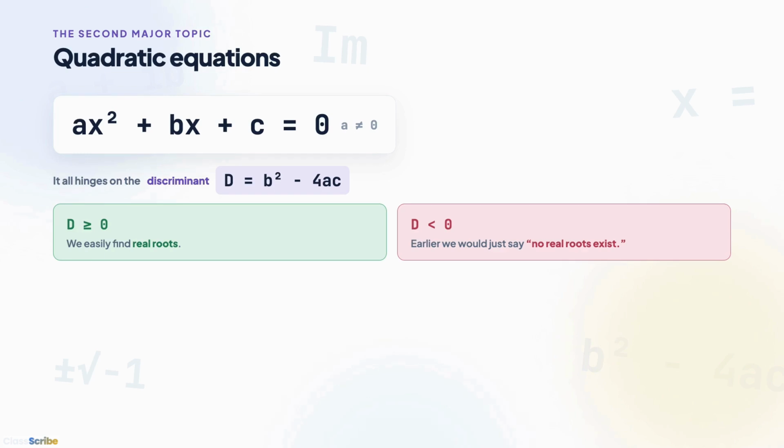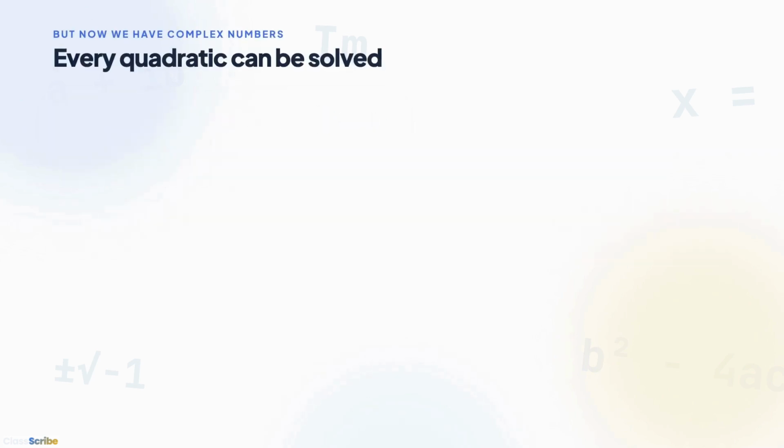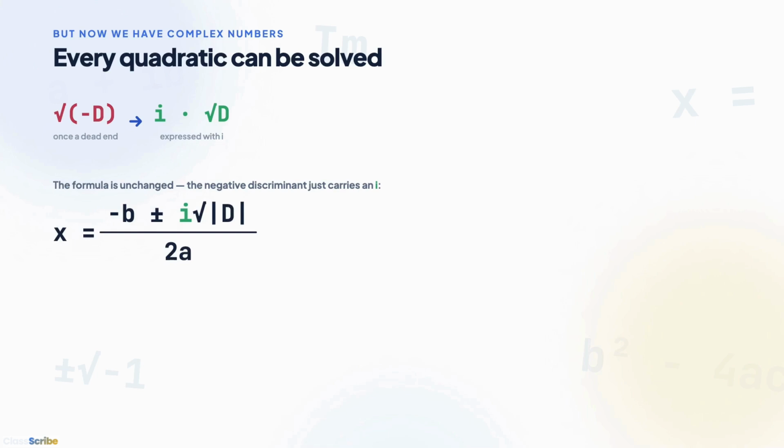Earlier, we would simply say that no real roots exist. But now, because we have introduced complex numbers, we can still solve such equations. Instead of stopping at the square root of a negative number, we express it using i. This allows every quadratic equation to have solutions, even when the discriminant is less than 0. The general solution remains the same, except that the square root of the negative discriminant is written in terms of i. This leads to two complex roots.